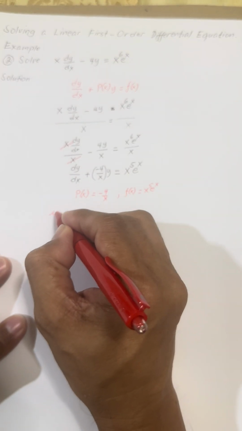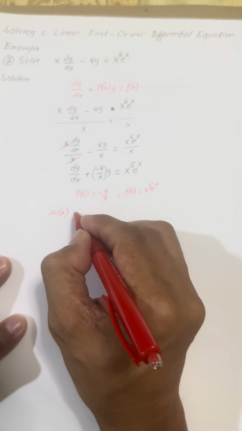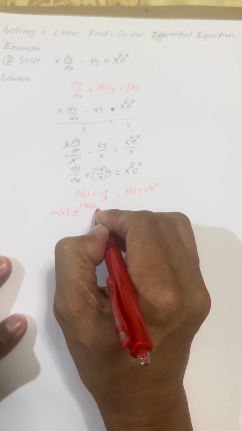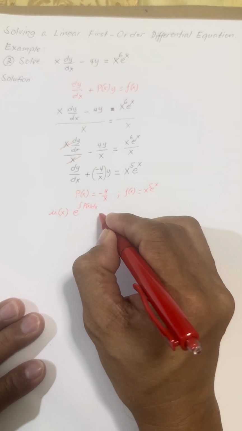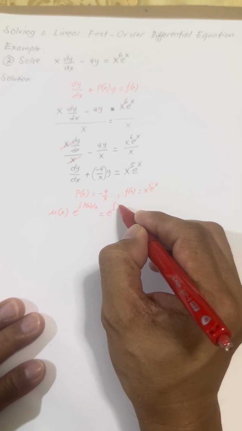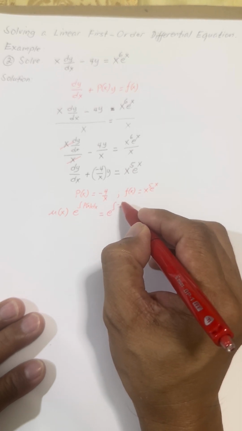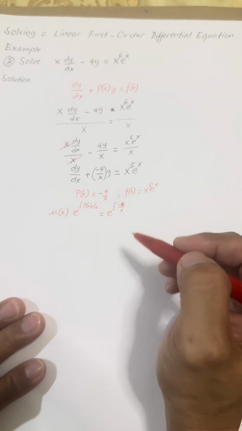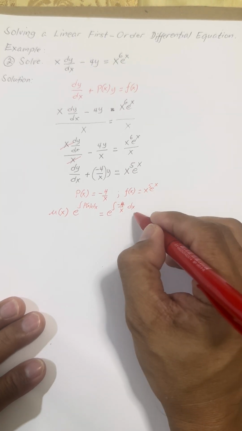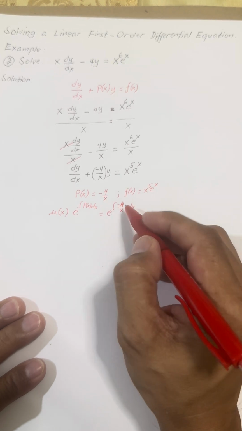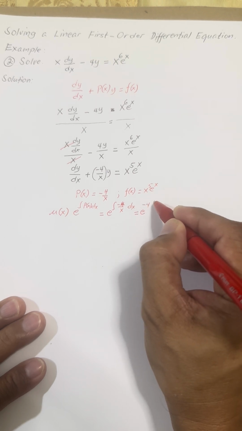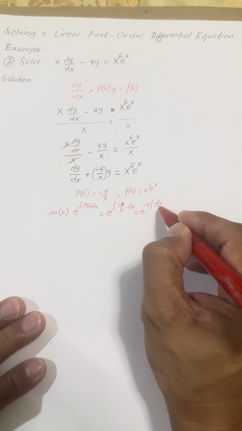So our mu of x is given by the formula e to the integral of p of x dx. Okay, and then substitute: e to the integral of our p of x, which is minus 4 over x, sorry for that, then multiplied by dx. Then we can rewrite this, we can put the constant outside of the integral sign. So e to the minus 4 integral of dx over x.